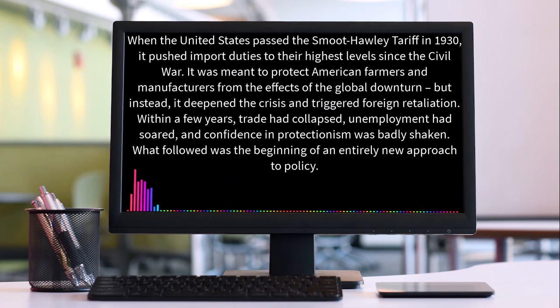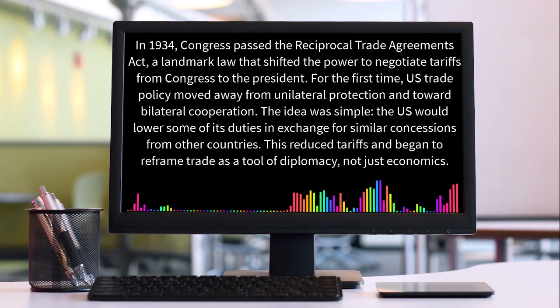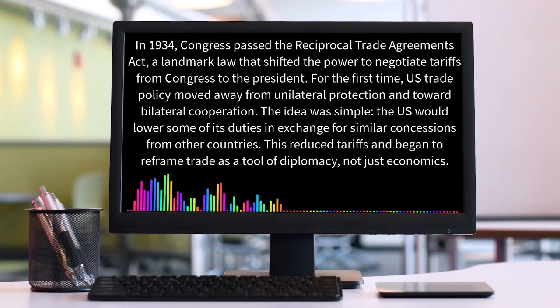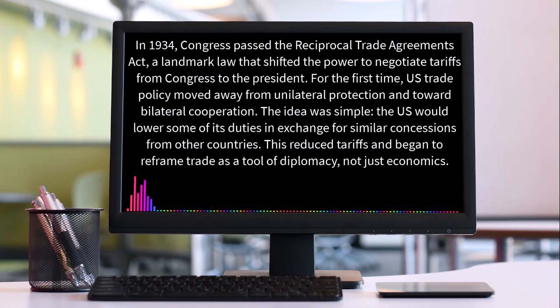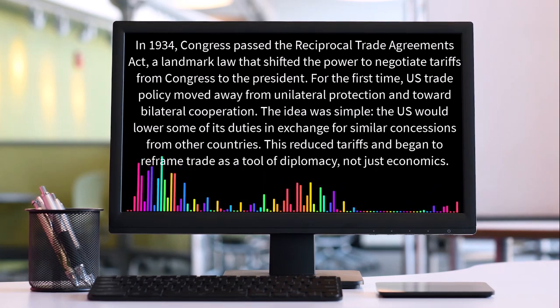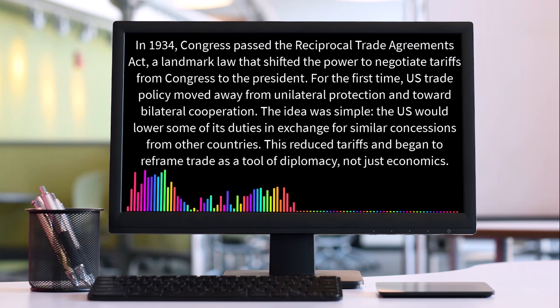What followed was the beginning of an entirely new approach to policy. In 1934, Congress passed the Reciprocal Trade Agreements Act, a landmark law that shifted the power to negotiate tariffs from Congress to the President. For the first time, U.S. trade policy moved away from unilateral protection and toward bilateral cooperation.